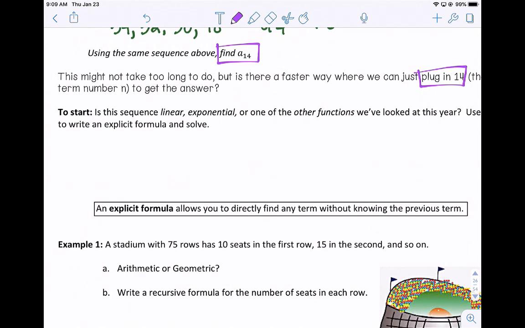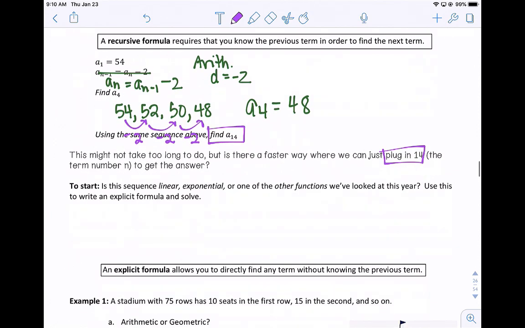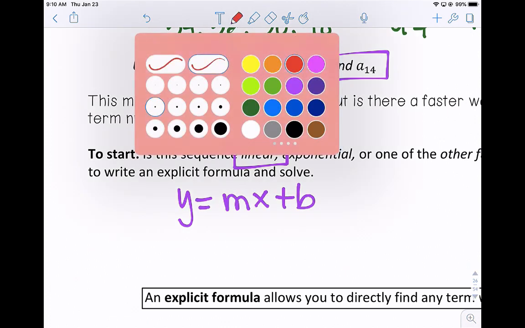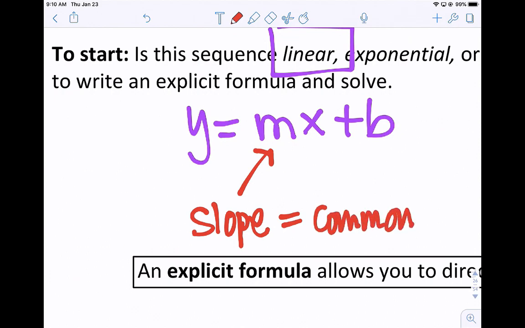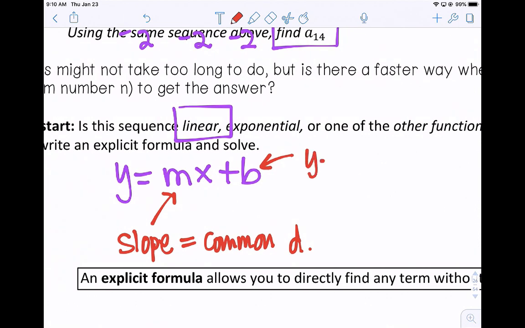So to start, is this sequence linear, exponential, or one of the other functions we've looked at this year? Now we know subtracting 2 every time is a slope. And we know if there's a slope here, this is linear. And if it's linear, we've looked at the equation y equals mx plus b. If you recall, m, the number next to the x, is your slope. And so here slope would be our common difference, common d. And b is the y-intercept, and the y-intercept is at time 0 or term 0.